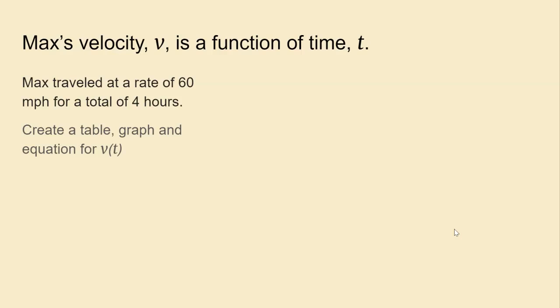Well, his velocity never changes. He travels 60 miles per hour the entire 4 hours. So that should give them a clue as to what this should look like. A horizontal line segment, basically, that starts at 0 and stops at 4. And they're going to create a table, graph, and equation for this. This one should be easier because he doesn't go up or down. They don't have to spend a lot of time trying to figure it out.